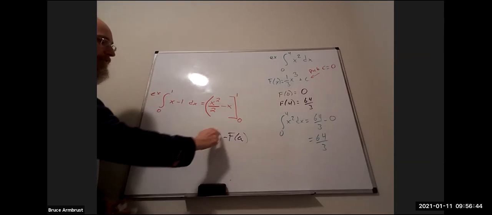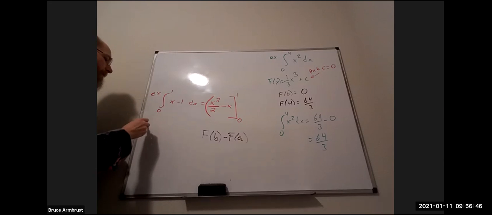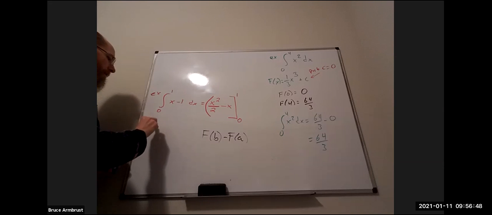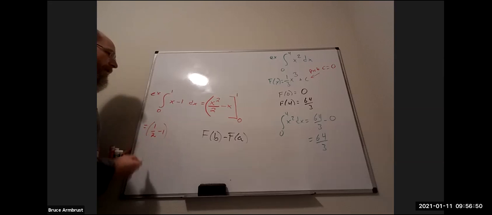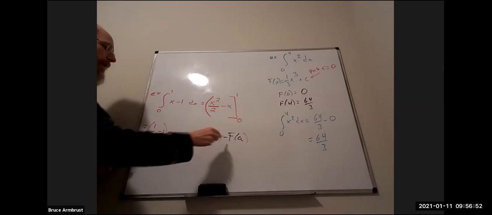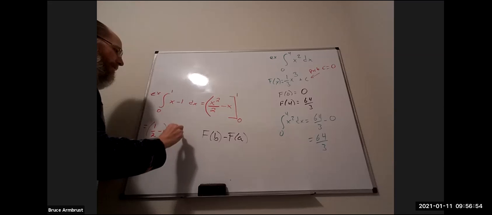We need to do F of b minus F of a. So we'll plug in 1. We get 1/2 minus 1. And then we have to subtract what we get when we plug in 0.